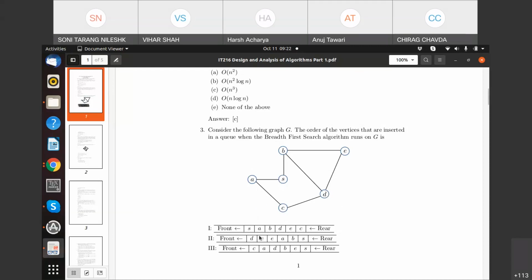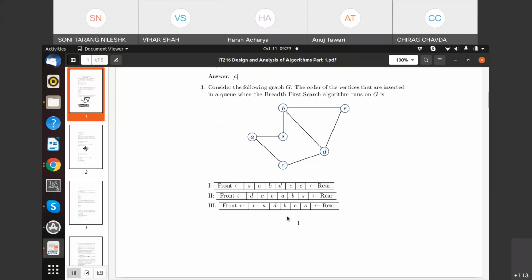Then the second one is correct, because first you are putting D into the queue, then all its neighbors. And the third one is basically S, A, D, B, E, S. So that also doesn't work out because you're putting A, D, then suddenly you go to B.